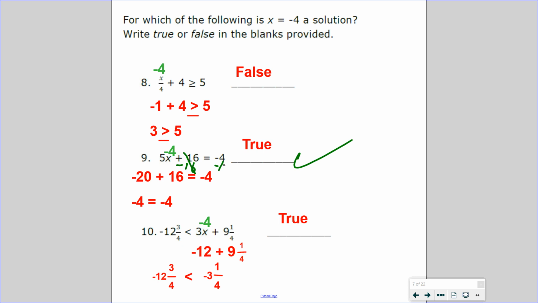Subtract 16 on both sides. That's -20. Divide it into 5 groups. -4. And then number 10. So in here, 3 groups of -4 is -12 plus 9. Is -3-ish greater than -12? Yes, that's true.